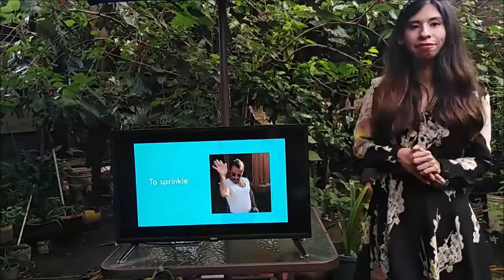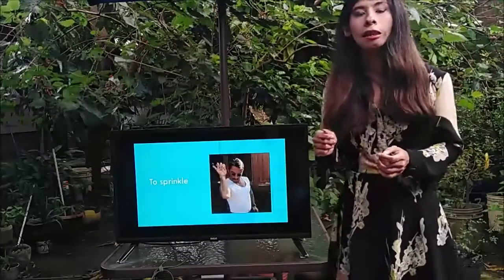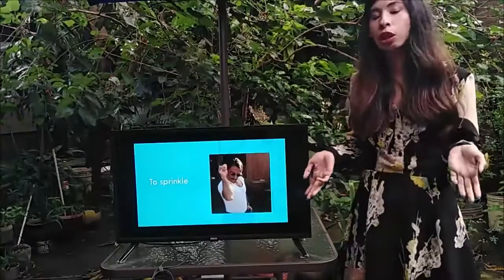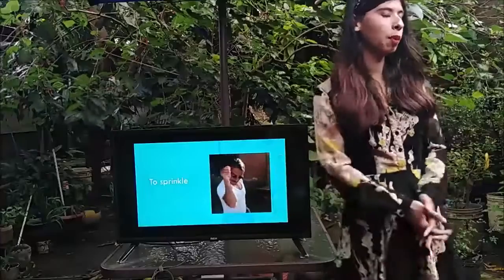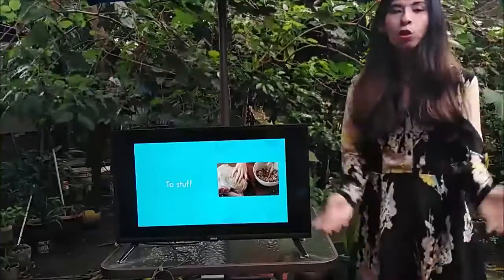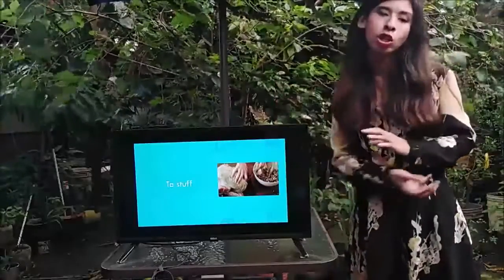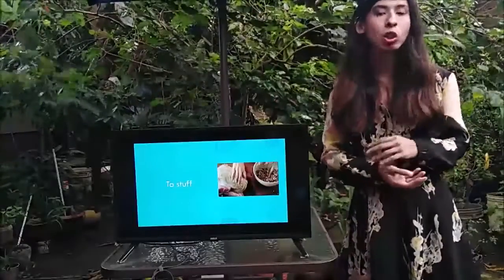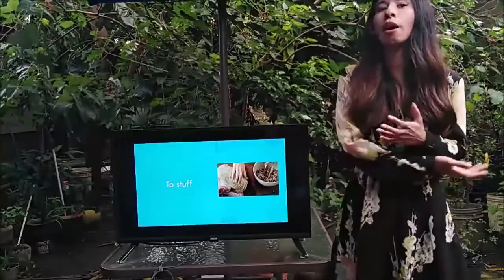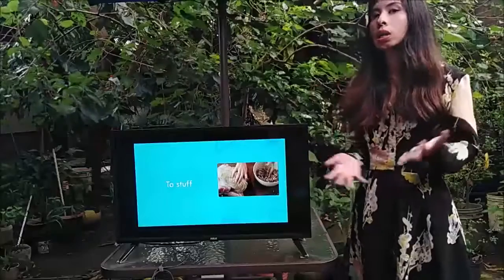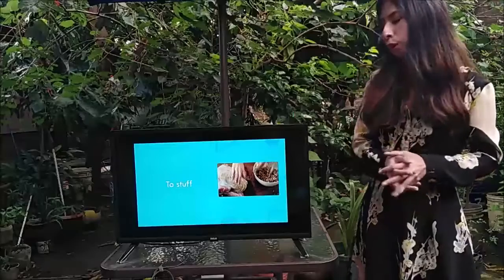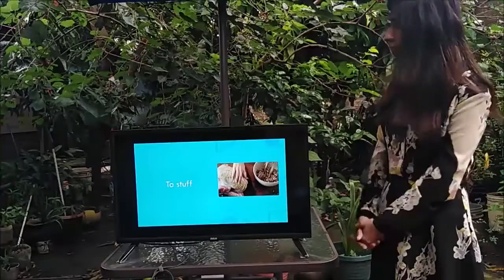To sprinkle, right? To add something in very small portions, so we can sprinkle sugar or salt to our preparations. Then we have to stuff. To stuff is whenever we are introducing some filling to our preparation. So we can prepare, for example, stuffed turkey or something like that. So that is to stuff, whenever we are filling our food with more food.